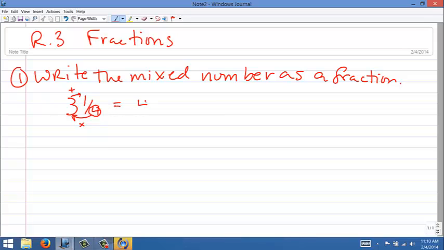So in this case we're going to get 4 times 3 plus 1, and that's going to be our new numerator, our top. So in this case we get 12 plus 1 gives us 13. And then the 4 doesn't change. Our denominator is still the same, even though we're writing this as a regular old fraction. So our final answer would just be 13 over 4.